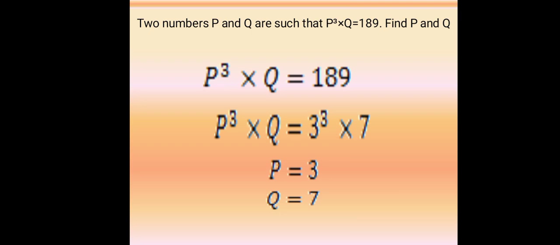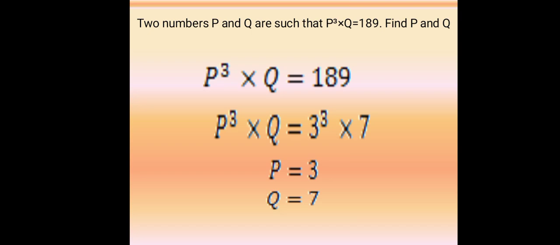Two numbers, P and Q, are such that P cubed minus Q is equal to 189. Find P and Q. Now we shall find the factors of 189. The factors of 189 are 3 multiplied by 3 multiplied by 3, that is 3 times, and then multiplied by 7. Now 3 we shall raise it to its power, so that we have 3 cubed times 7.